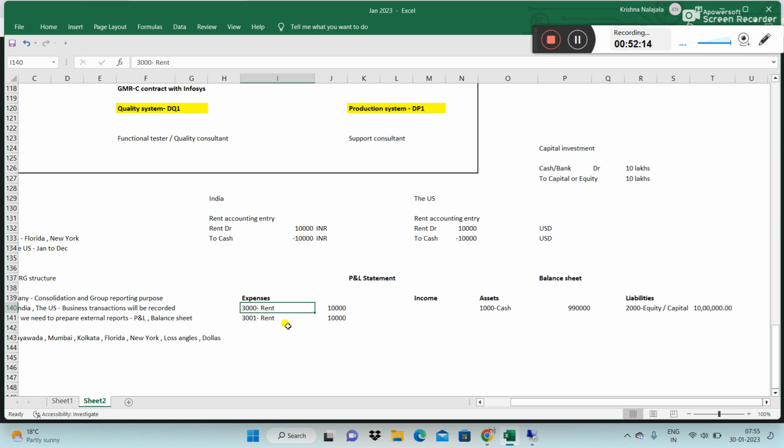If they follow different accounts, what does he have to do? He has to tie the 3000 balance and the 3001 balance also, right? Is that possible practically in real business? No, sir, it's very confusing. That is the reason everybody has to follow a unique format, which we call the chart of accounts.